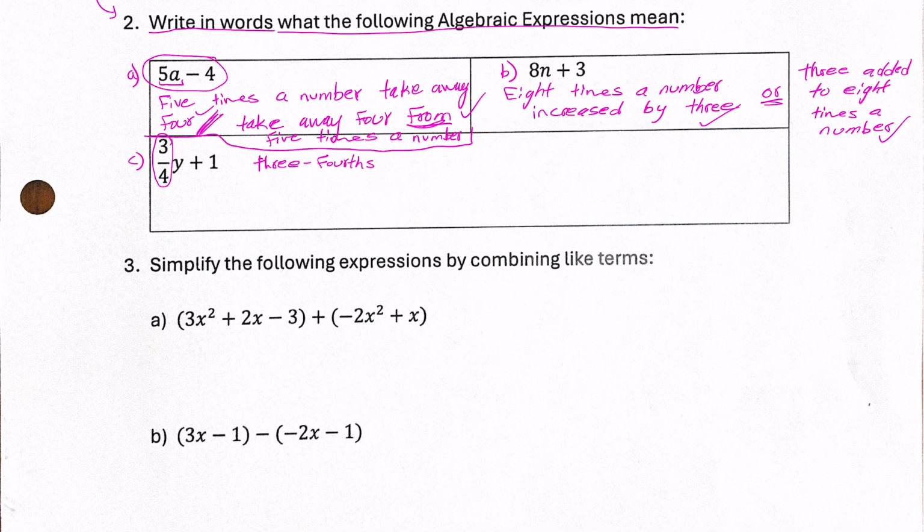I think there's a hyphen there. 3/4 of a number, right? That's my 3/4 times y. 3/4 of a number increased by 1. That's one answer.